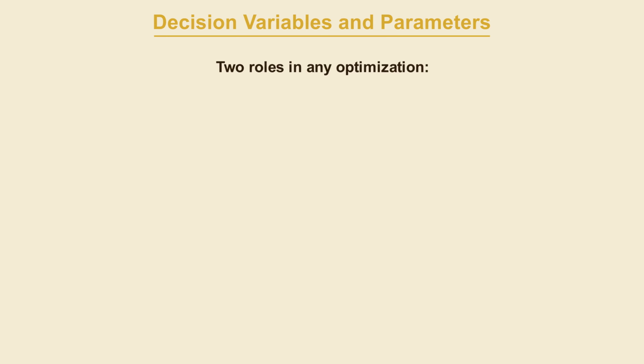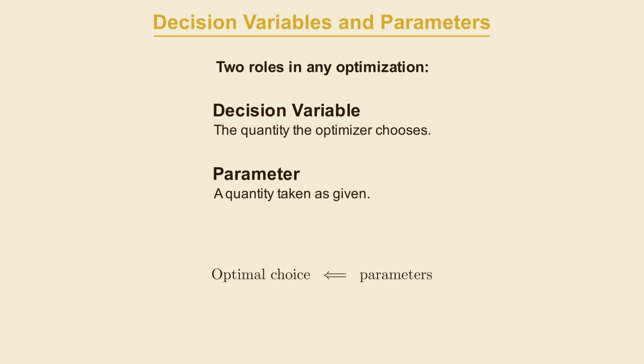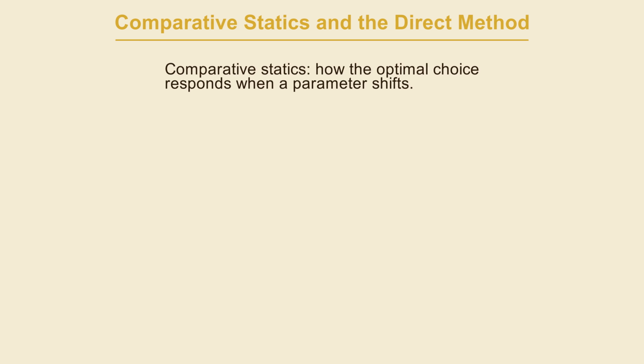In an optimization problem, there's a subtle but important distinction between the things you choose and the things that you take as given. The thing you choose is called the decision variable. The things that you take as given are called parameters. You're picking the decision variable to maximize or minimize some objective, and that choice depends on what the parameters are. Comparative statics is the study of how those optimal choices change when one of those parameters shifts.